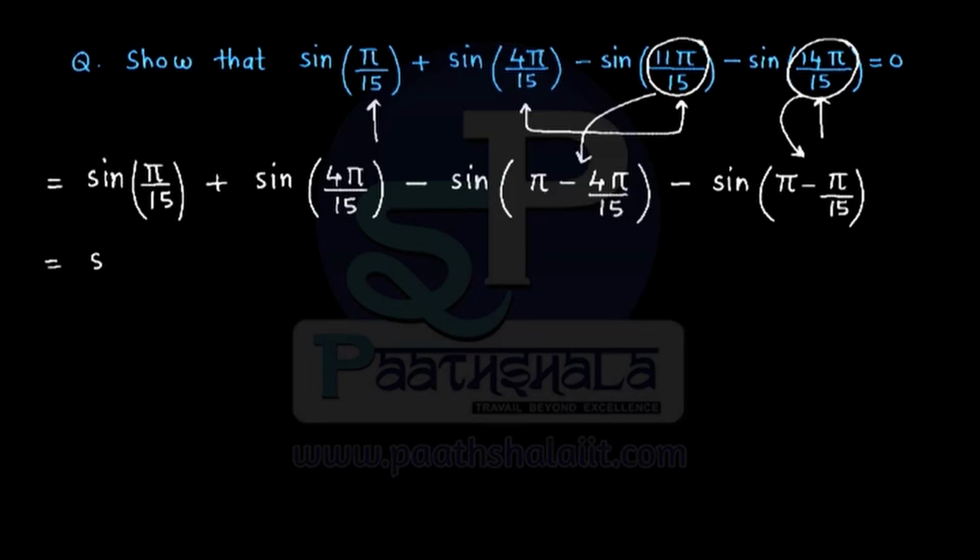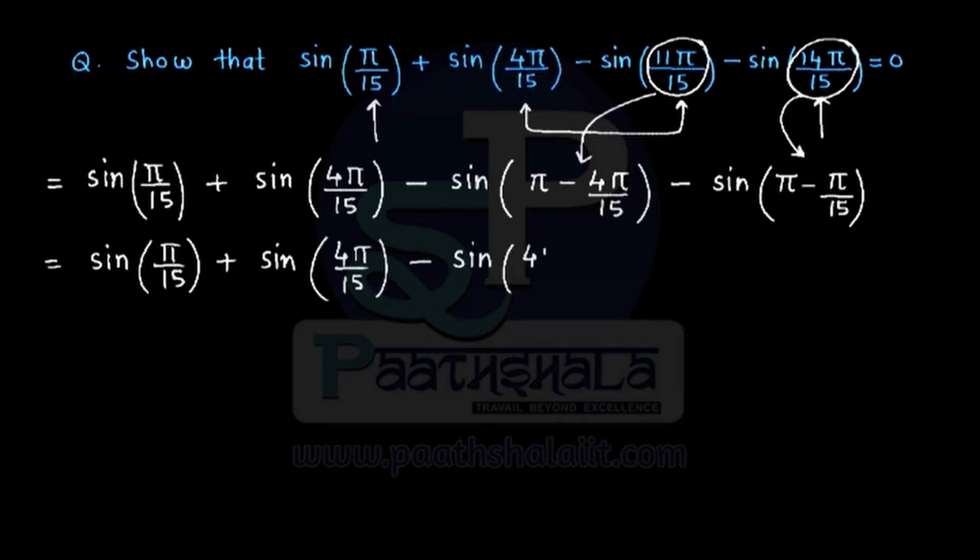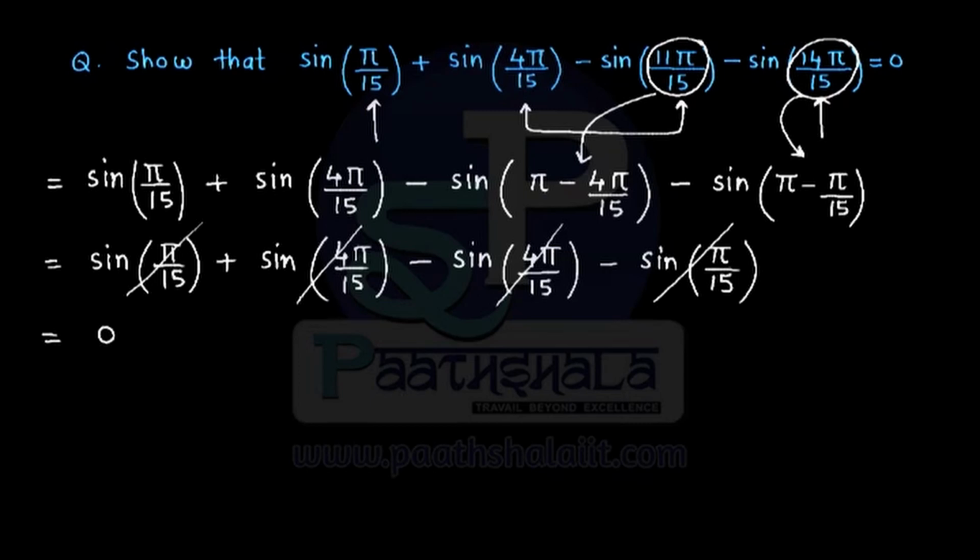So therefore we have sine of pi by 15 plus sine of 4 pi by 15, and we have seen the result that sine of pi minus any angle is same as sine of the same angle. So therefore the third term is sine of 4 pi by 15, and similarly the last term is sine of pi by 15. So we see that sine pi by 15 gets cancelled and sine 4 pi by 15 also gets cancelled, giving us 0 as required. Let's move on to the next question.